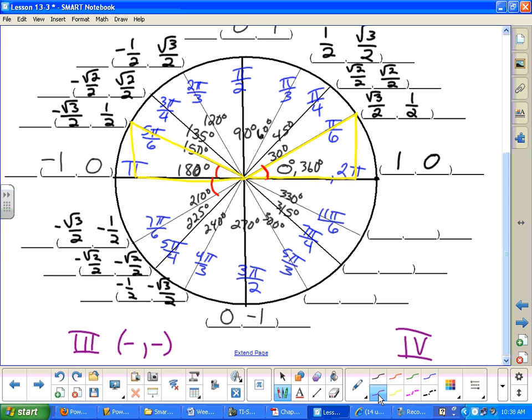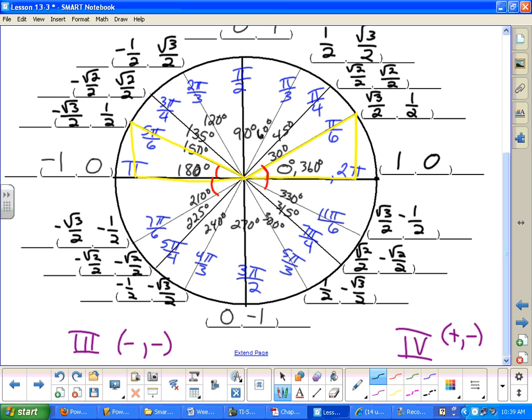In the fourth quadrant, x is positive, y is negative. Use our same reference angle. So where's our 30-degree reference angle in the fourth quadrant? It's 330. So in the fourth quadrant at 330 is square root of 3 over 2, negative 1/2. Square root of 2 over 2, negative square root of 2 over 2. 1/2, negative square root of 3 over 2. And there's cosine and sine.